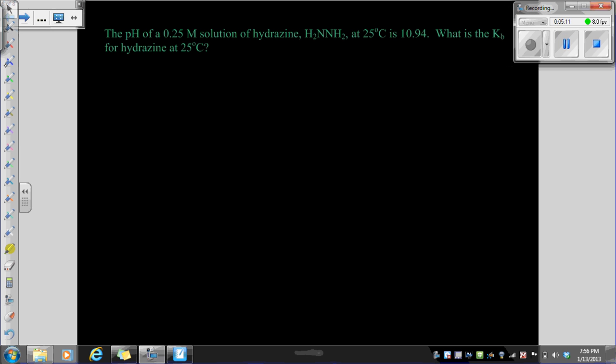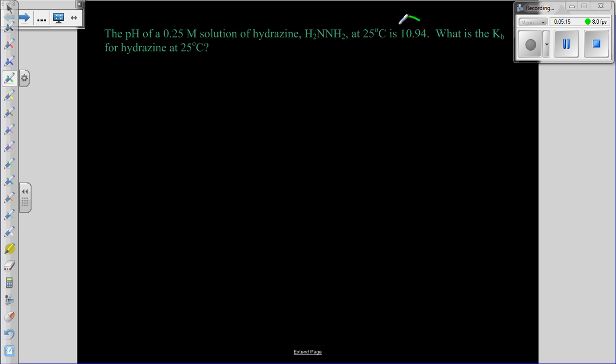Here they're giving you pH right here. They give you initial concentration, and then they're talking about something called hydrazine, and they want to know what the Kb is. So you probably don't know what this is, so it's definitely not a group 1 or Sc, Ca, Sr, Ba hydroxide, so it's got to be weak, plus there's a Kb, so that's a clue.